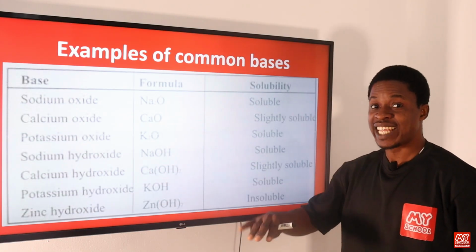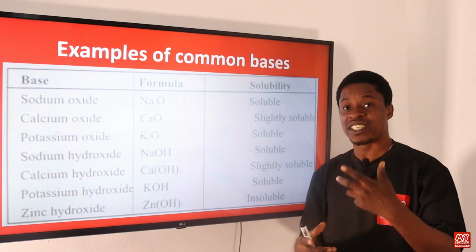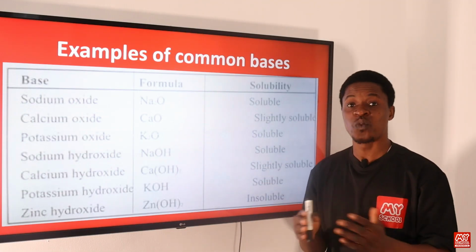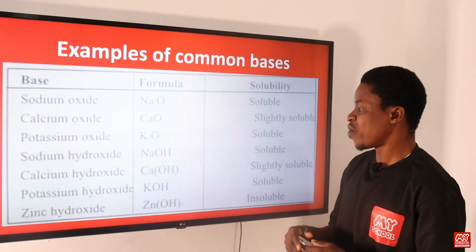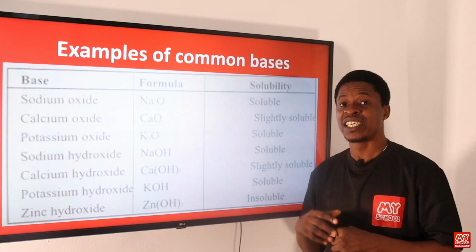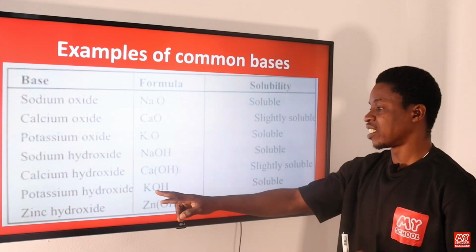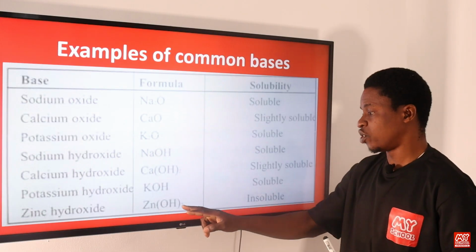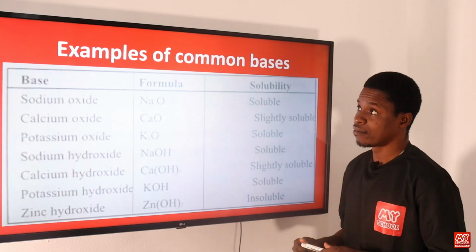When we look at the types of bases, whether strong or weak, just like we looked at the strength of an acid, strong acids and weak acids, we also have strong bases and weak bases. Those which are slightly soluble are the weak ones, and those that are completely soluble, meaning they dissociate completely when dissolved in aqueous solutions, we refer to as strong. We have potassium hydroxide, KOH, that is also completely soluble, and then we have zinc hydroxide, Zn(OH)2, that is insoluble in aqueous solution. Let's move on to the next slide now.